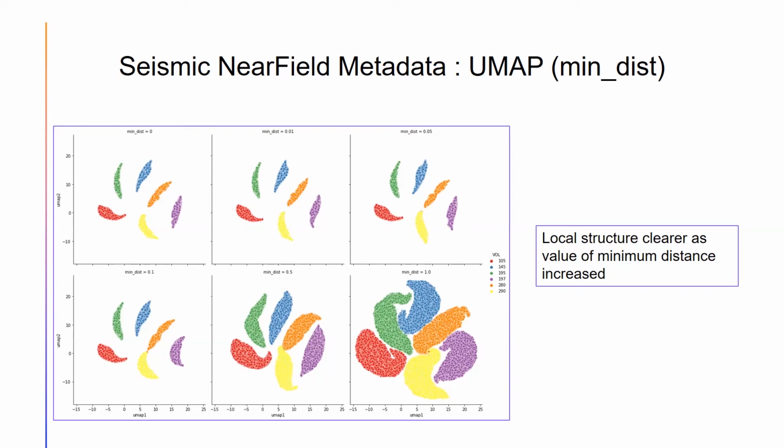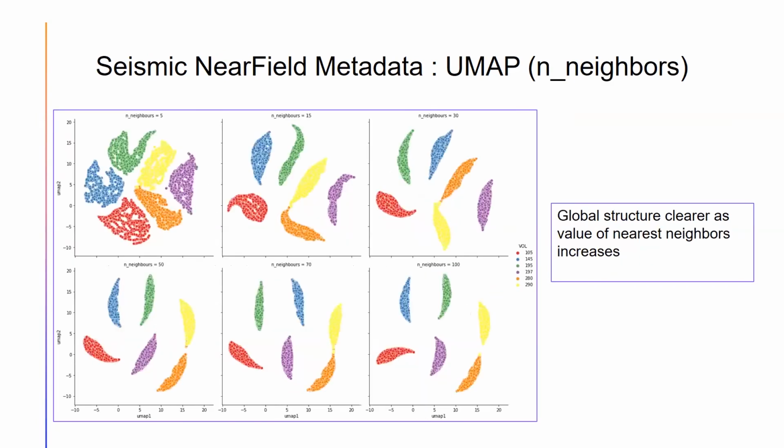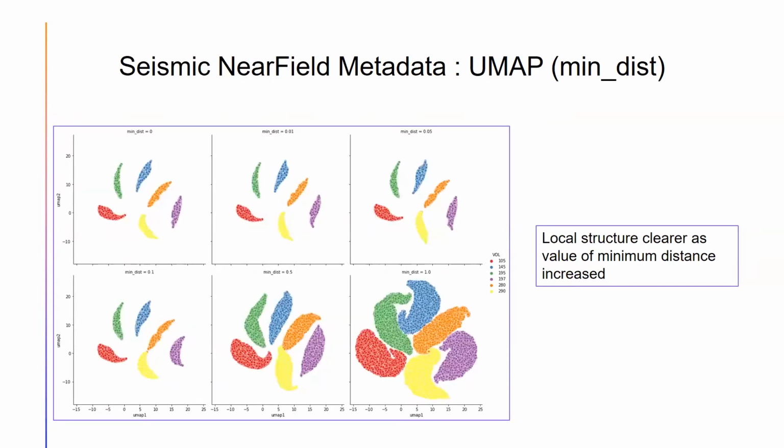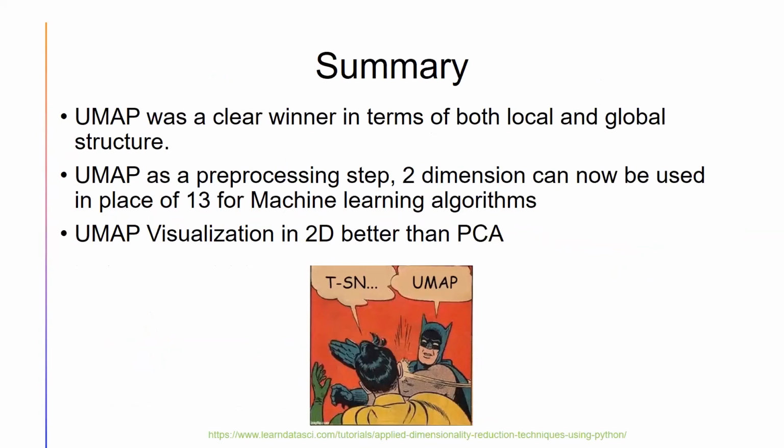So in the end, I chose a minimum distance of 0.5 here and nearest neighbors of 30 for my further analysis. But UMAP again was super fast, and it was, to me at least, more interpretable because I was able to tie in how the clusters looked to the geophysics side of things.